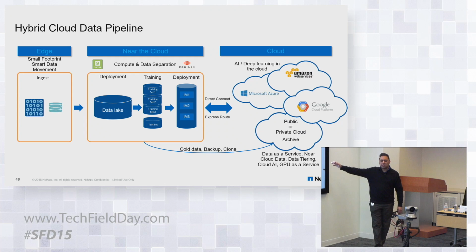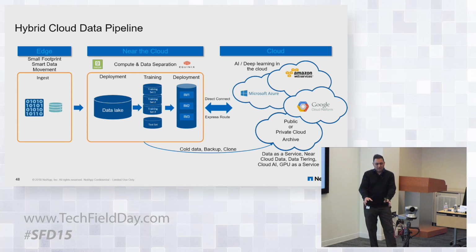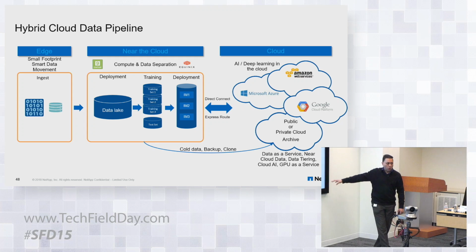You can go up a level and say customers that are betting the farm on AI are going to build it on-prem, and they're going to do it for cost reasons and IP reasons and differentiation reasons. And for them, we will just do data tiering to the cloud, cold data tiering to the cloud.